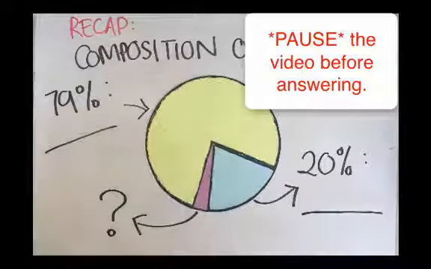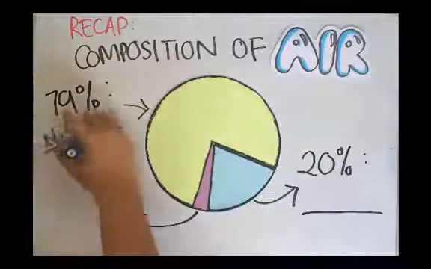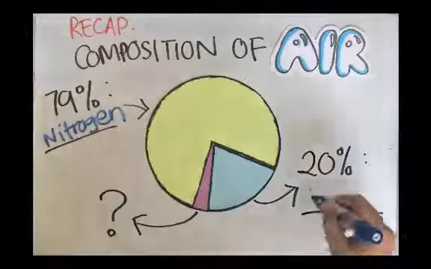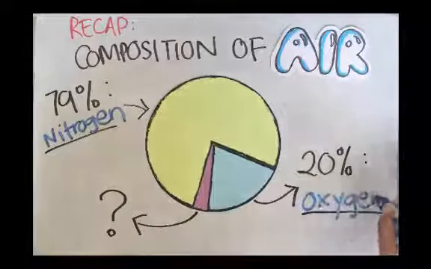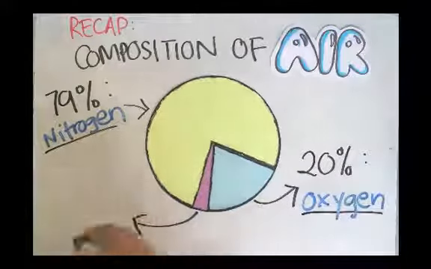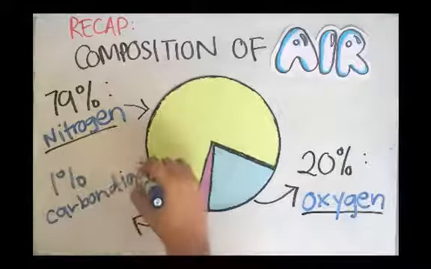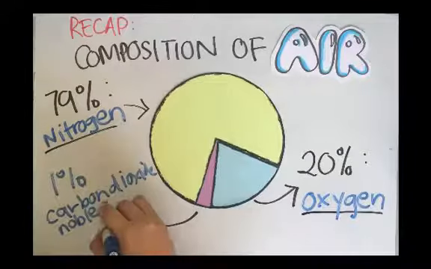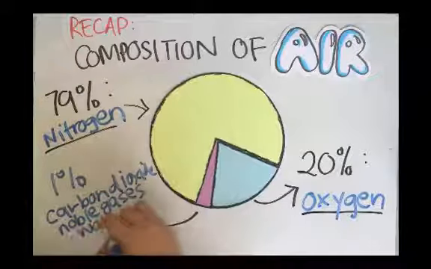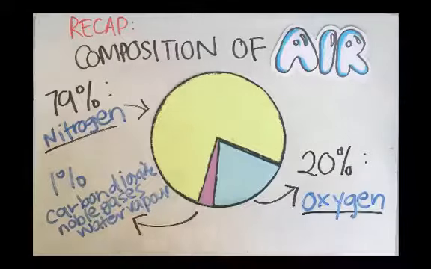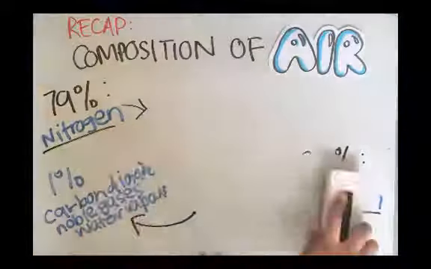Alright, let's go through the answers. The gases are nitrogen, oxygen, and lastly, the remaining 1% consists of carbon dioxide, noble gases, and also water vapor. Did you get all of them correct? Good! Now let's begin the lesson proper.